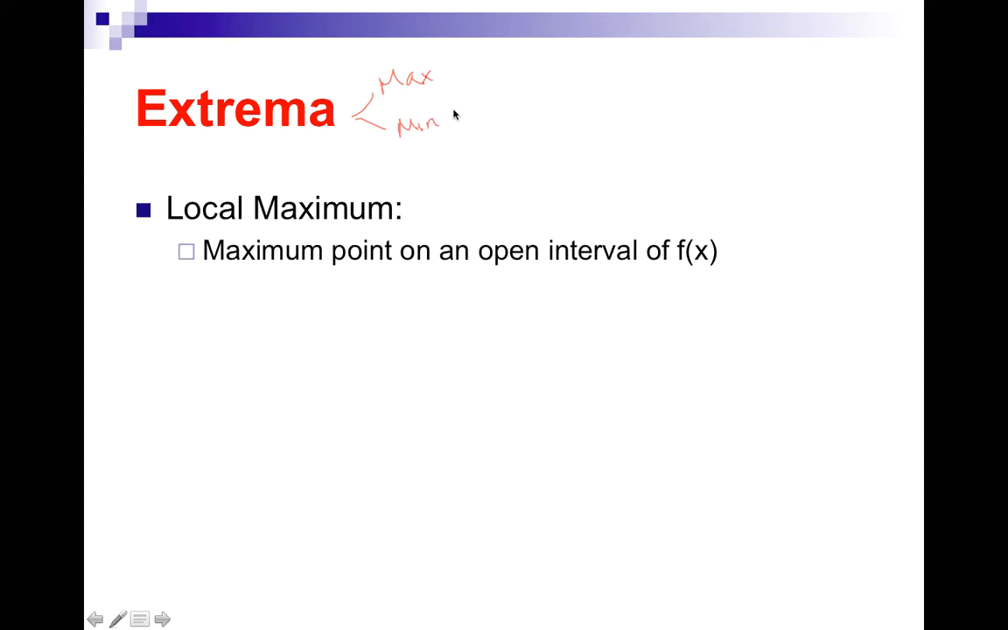And after all of those things from the last video, the next one we're going to look at is the idea of an extrema. An extrema basically means just an extreme point. And the kinds of extreme points we can have are things like maximums and minimums. So the first one we're going to look at is what's called a local maximum. This is something you might not have heard of before, but it's a maximum point on some open interval of f of x.